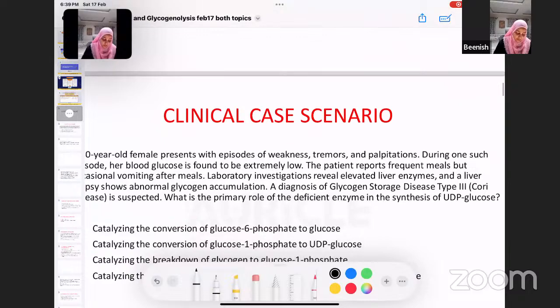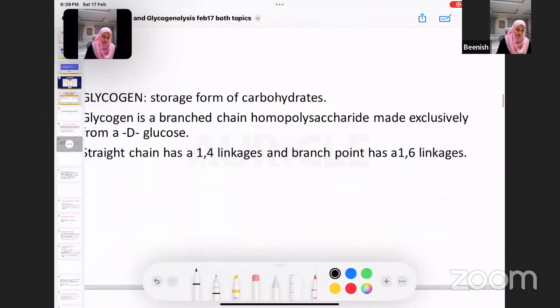Glycogen metabolism. So what is glycogen? I'm sure you have heard of this term before. It is described as the storage form of carbohydrates. Now, what do you understand by this term, that storage form of carbohydrate? Your carbohydrates in the body are not stored as glucose, but rather they are transformed into a different form, which is known as glycogen.